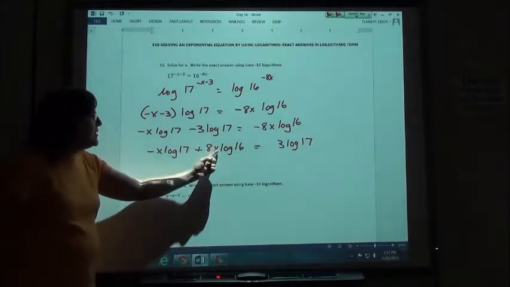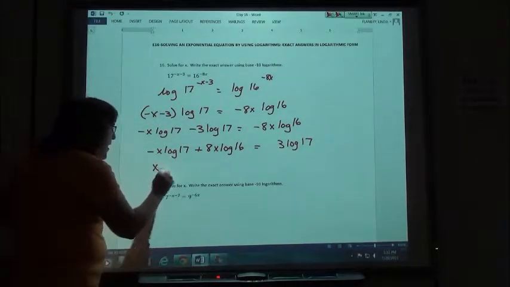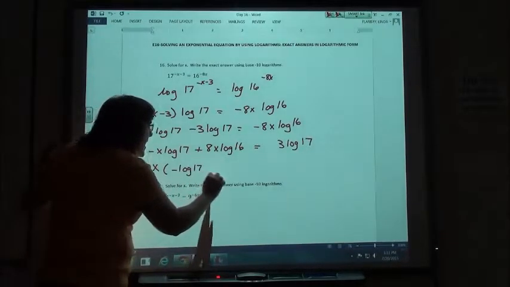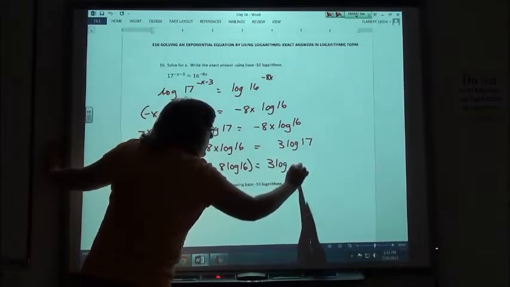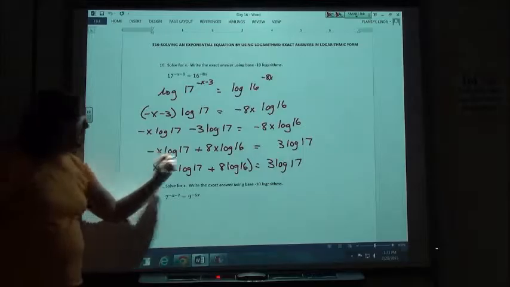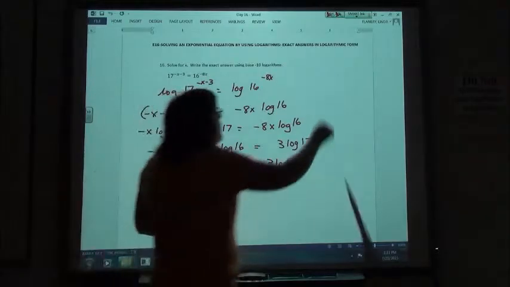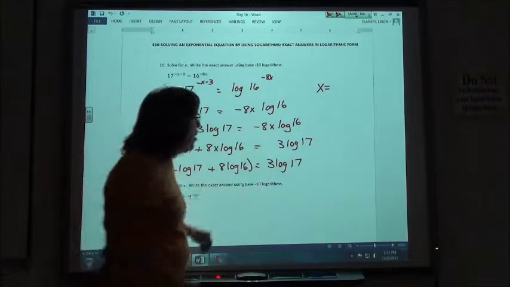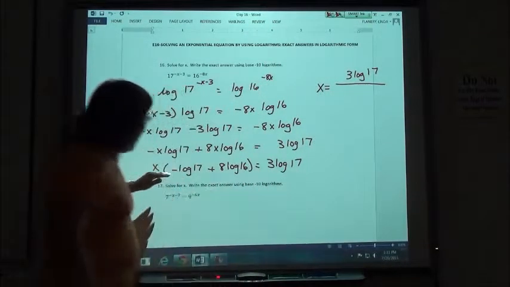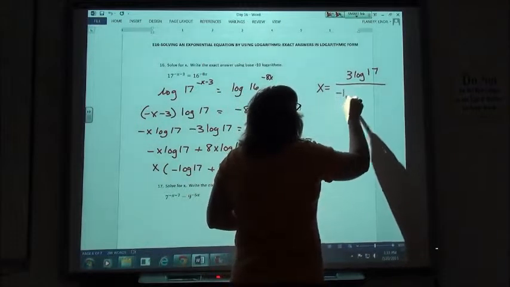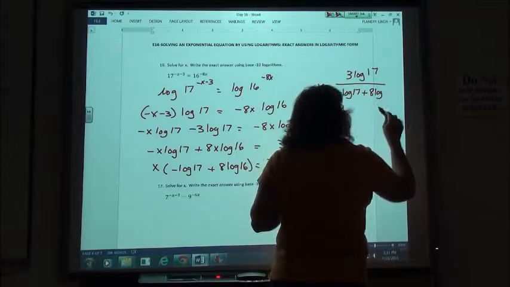So what I can do here, since I've got x's in both my terms, is to factor just the x out of there. X times negative log of 17 plus 8 log of 16 equals 3 log of 17. Notice I took just the x out of both of those. To solve this for x, then, I can divide by this stuff here. So x is going to equal the 3 log of 17 over all the stuff here in the parentheses. Negative log of 17 plus 8 log of 16.